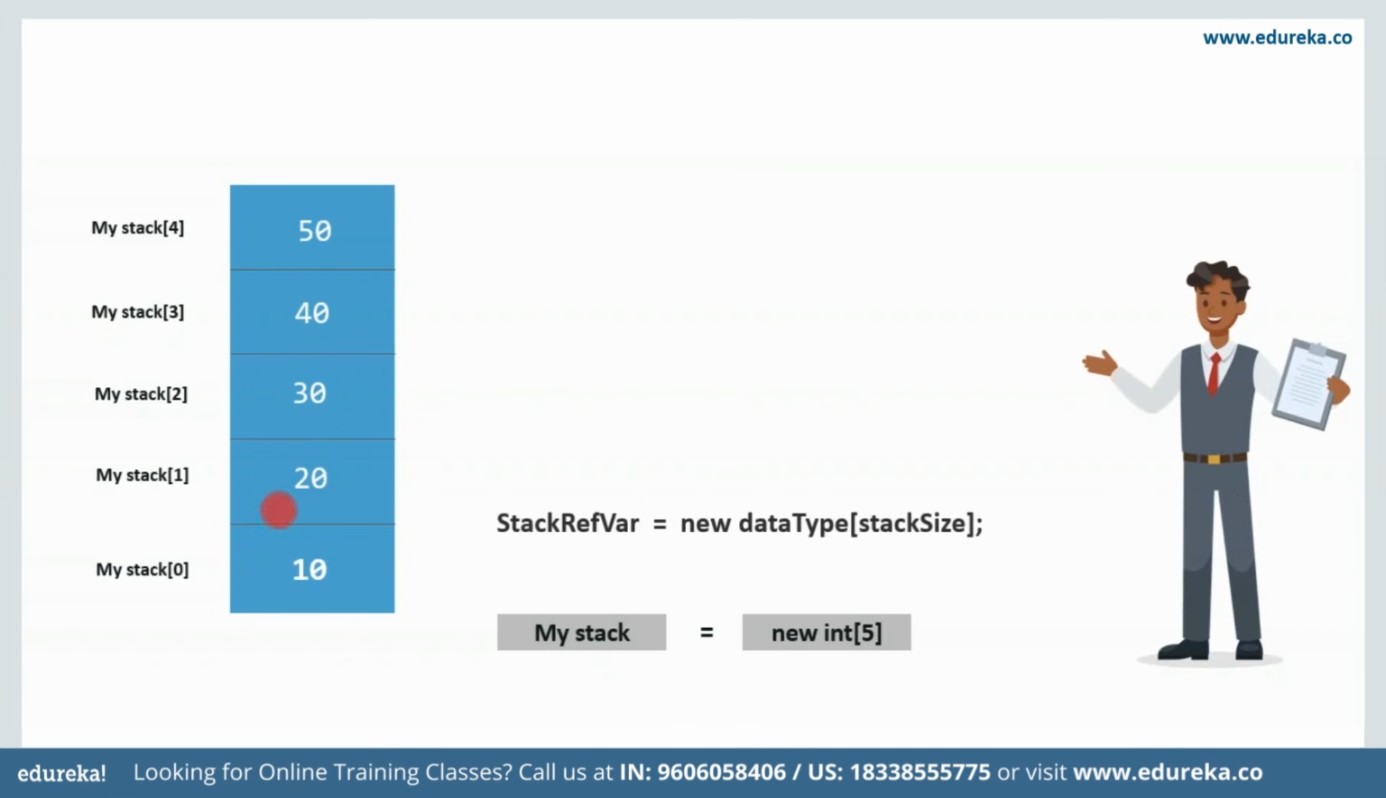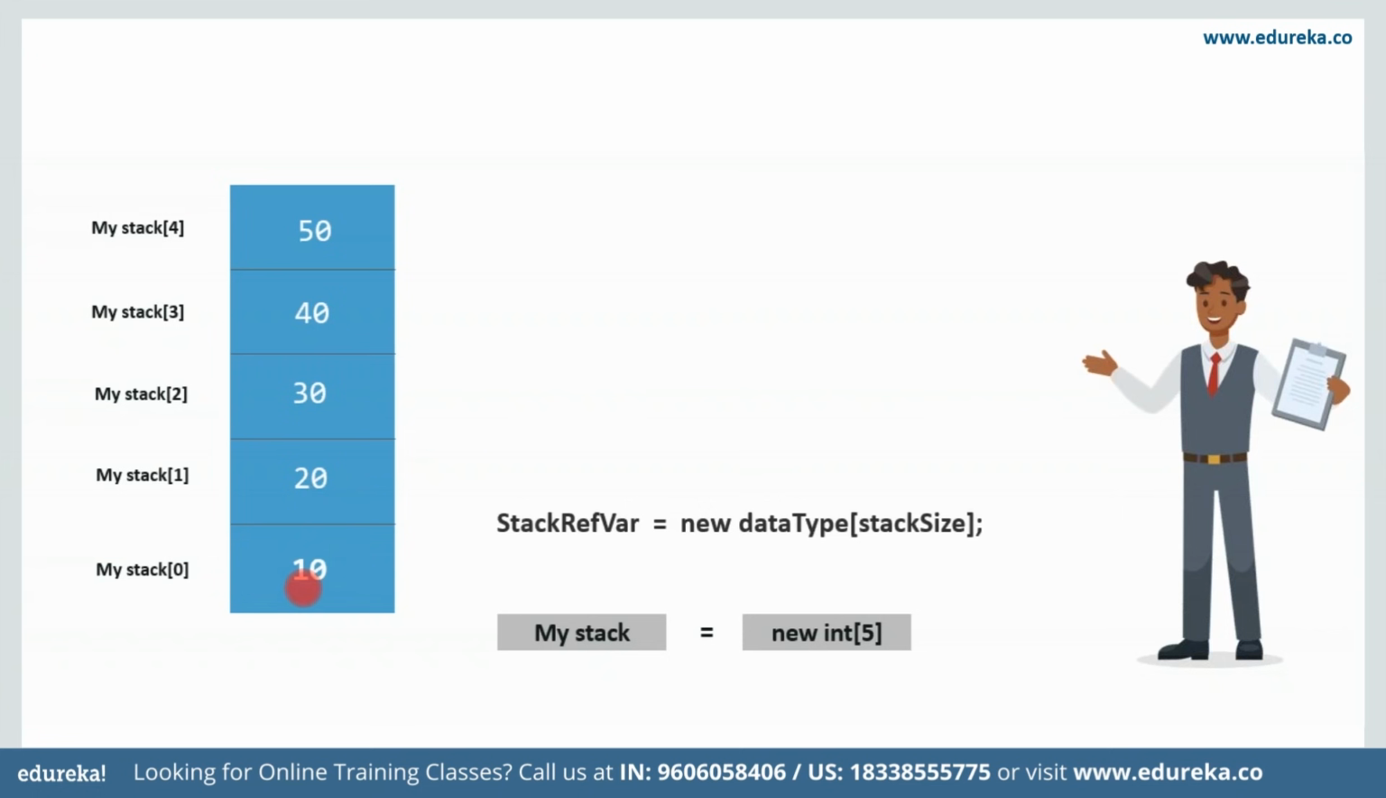Now, if you want to access the elements from the stack, then you need to follow the first in last out procedure or last in first out procedure. For example, if you want to access the element number 10, then you need to exit 50, 40, 30 and 20 first from the stack. Then you'll get access to number 10.